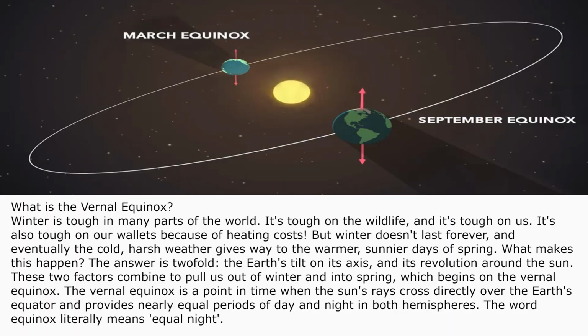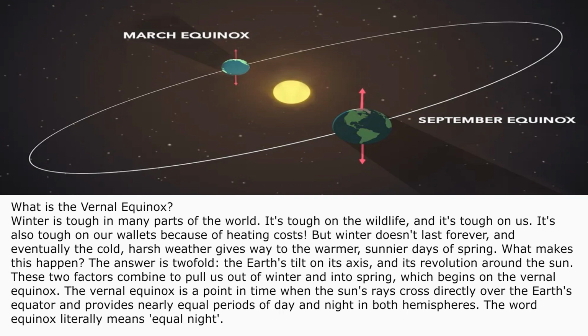Winter is tough in many parts of the world. It's tough on the wildlife and it's tough on us. It's also tough on our wallet because of heating costs. But winter doesn't last forever, and eventually the cold, harsh weather gives way to the warmer, sunnier days of spring. What makes this happen? The answer is twofold: the Earth's tilt on its axis and its revolution around the sun.